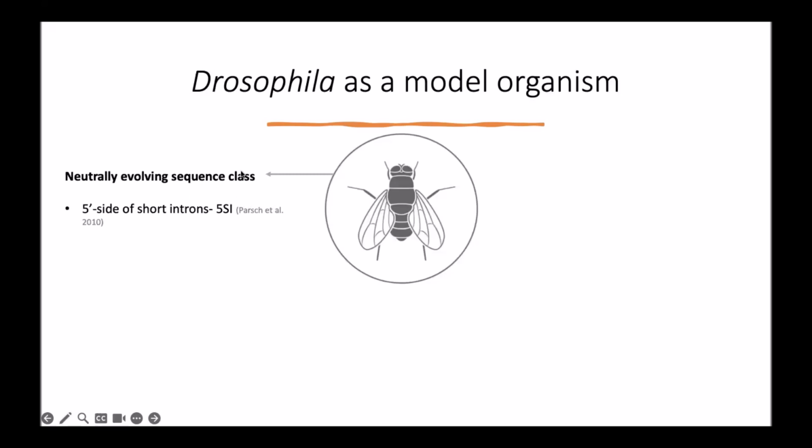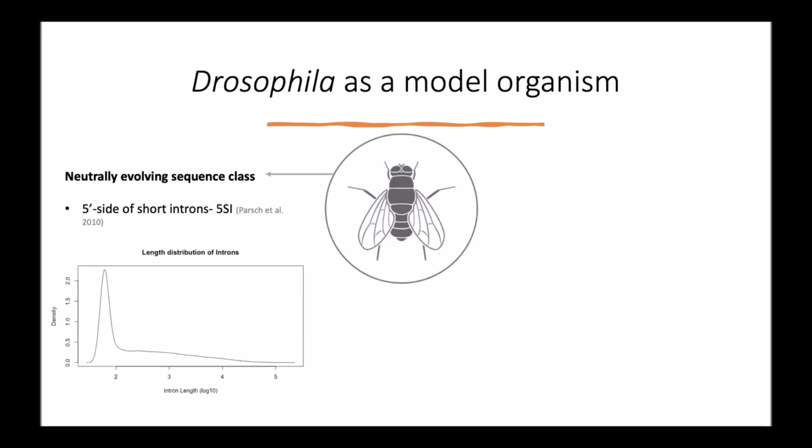There is a naturally evolving class in this species, which are the 5' sides of short introns, which I will call 5SI. And these sites have been used to infer selection or demography. I want to mention that the length distribution of the introns in Drosophila is very skewed, most of them clustering in the minimal length. So you can find them in almost every region of the chromosome, making them more valuable as a reference sequence.